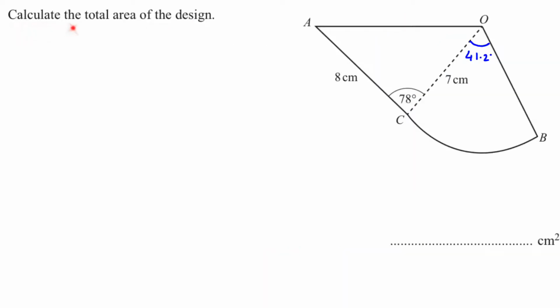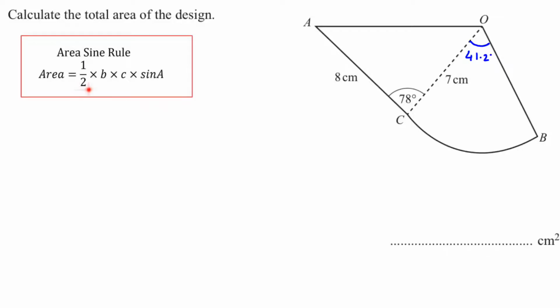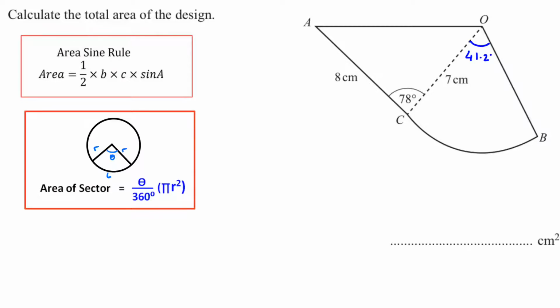The next part of the question, we have to calculate the total area of the design. So we need to find this area. You can see that this is a triangle and this is a sector. To find the area of a triangle, if it is not a right angle triangle, we use the formula half times b times c multiplied by sine A. B and C are the two sides, and A is the included angle. To find the area of the sector, we use the formula theta over 360 times pi r square. Theta is your angle and r is your radius. So we will find area 1 and area 2 and add them together.